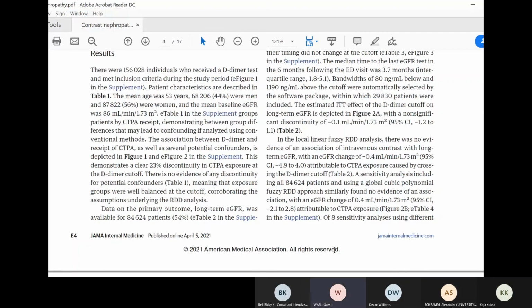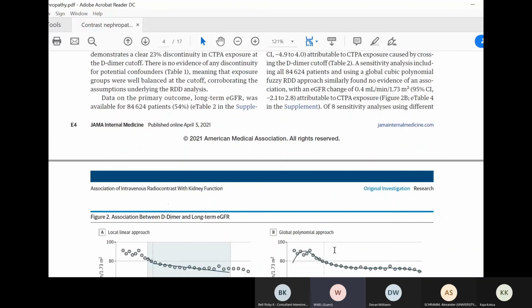So the sensitivity analysis, including all the 84,600 patients and using a global cubic polynomial fuzzy RDD approach, similarly found no evidence of an association between the reduction or the long-term kidney injury and the use of contrast material.